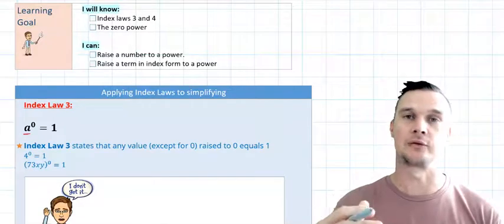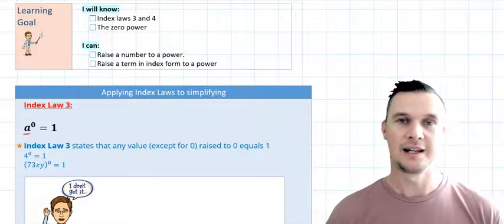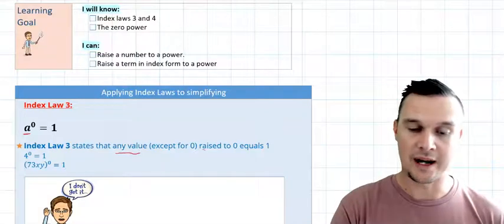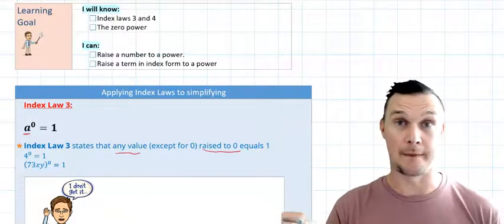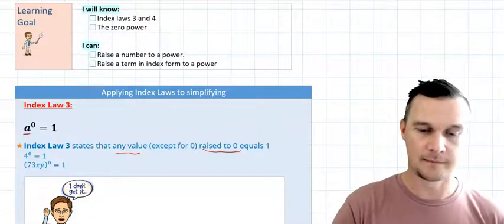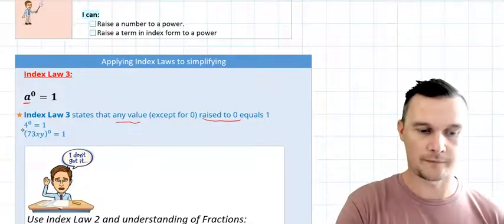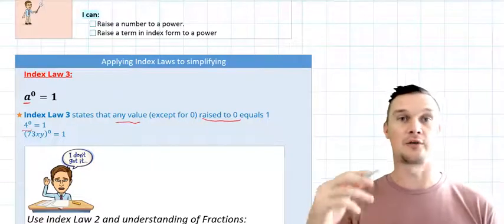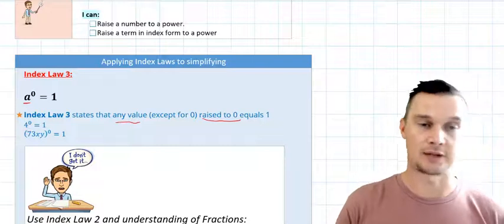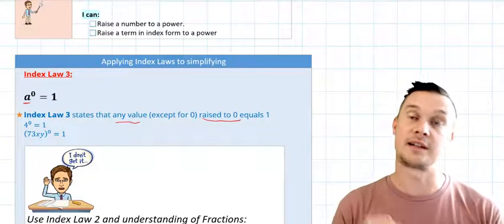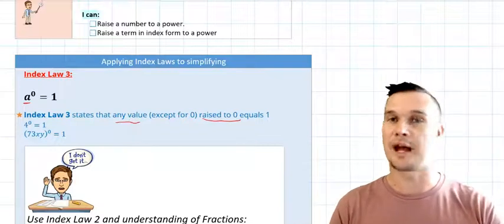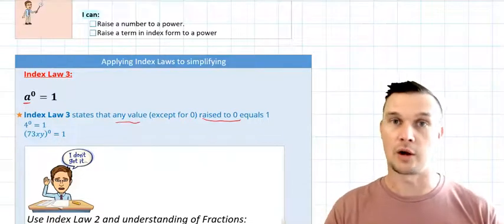So a to the power of 0 equals 1 is a formula. And that basically means that any value except for 0 raised to 0 equals 1. Okay, it gets a little bit confusing, but it's quite a simple index law once we understand it. So for example, 4 to the power of 0 equals 1. In this example, we've got numbers in the brackets, so we have in brackets 73xy to the power of 0 equals 1.